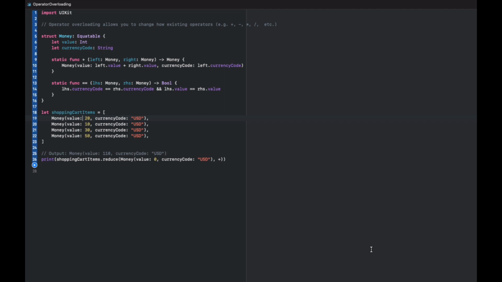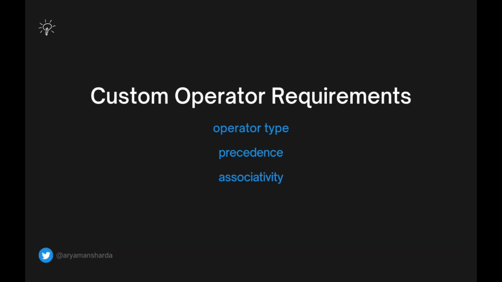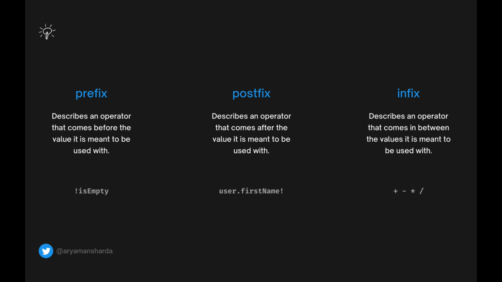When we're simply overloading an existing operator, we inherit all of the precedence and associativity behavior from its parent operator. But if we want to create our own operator, we'll have to specify a few things explicitly. Firstly, we'll need to specify the type of the operator, and we have three options to pick from. Prefix, which describes an operator that comes before the value it is meant to be used with, like the not operator. Postfix, which describes an operator that comes after the value it is meant to be used with, like the force unwrapping operator. And then you have infix, which describes an operator that comes in between the values it is meant to be used with. So in this case, addition, multiplication, and subtraction are all considered infix operators.